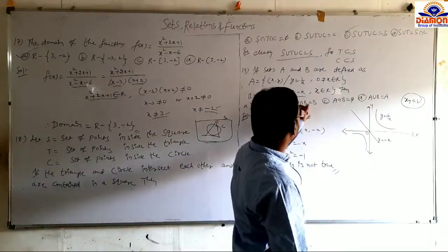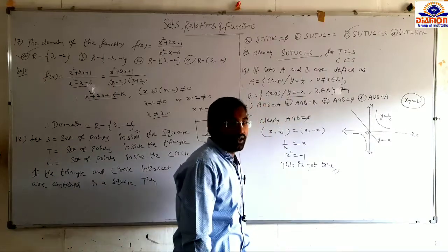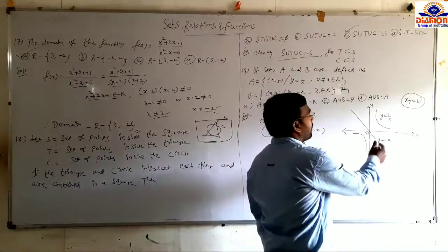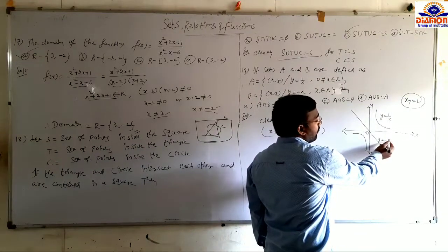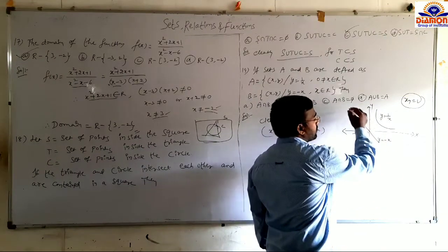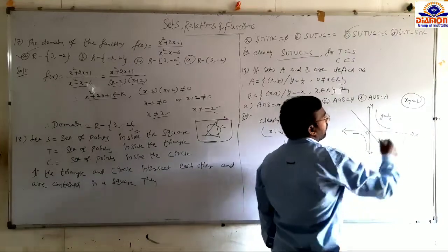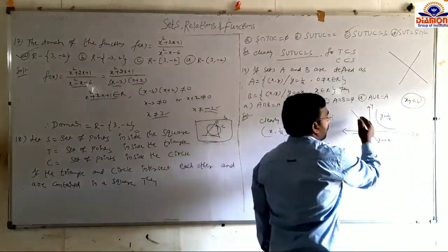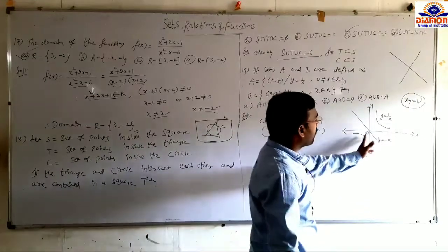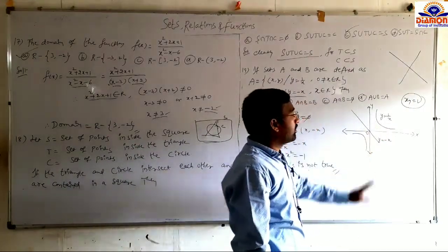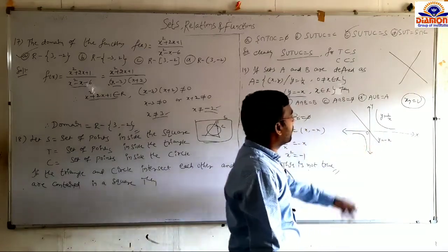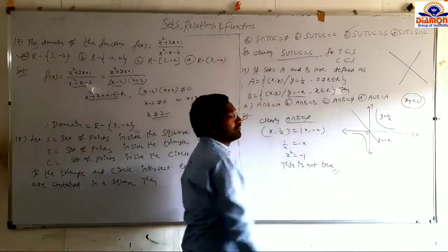Next, y equal to minus x. This is a line passing through the origin, having slope minus 1, so like this, passing through the second and fourth quadrants. If y equal to x, passing like this; y equal to minus x, passing like this. So here there are no common elements, no common area. So clearly the first curve's intersection with the second curve is empty. So A intersection B equal to phi.